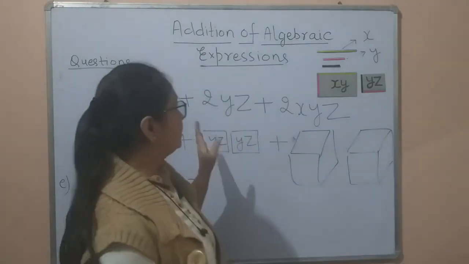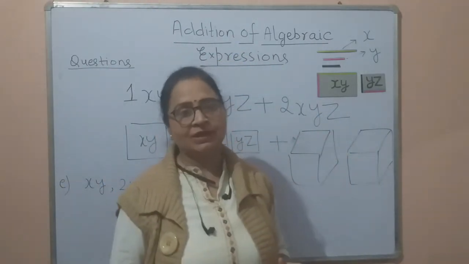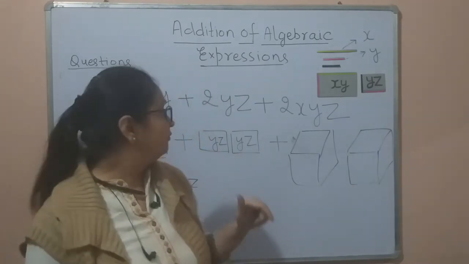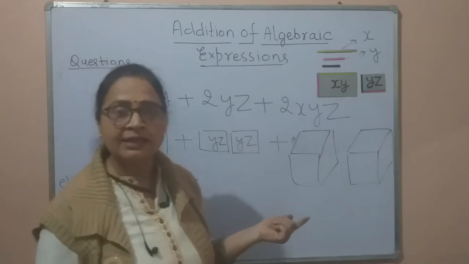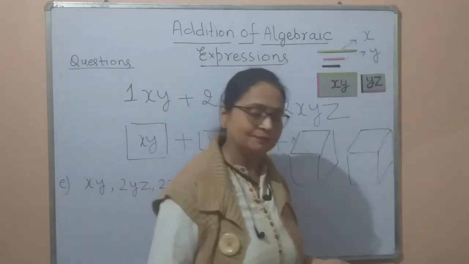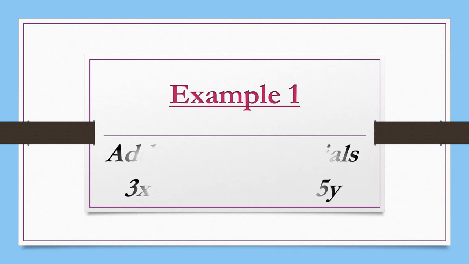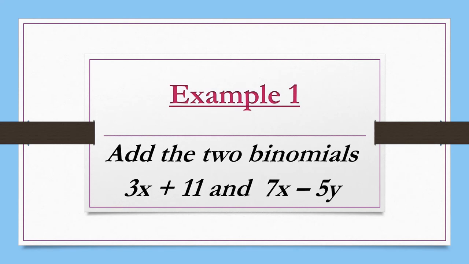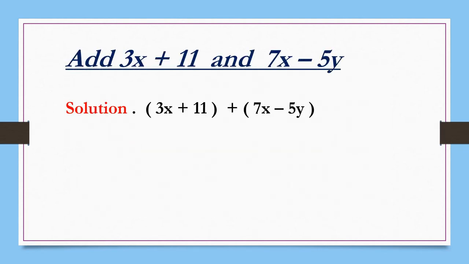So we have understood how to add algebraic expressions. If we are given like terms, we can add them. If they are unlike terms, we cannot add them. This is the first example where we have to add two binomials. Now let us add the two binomials.